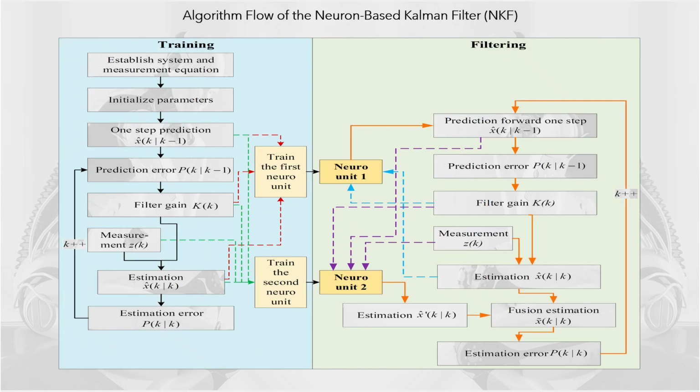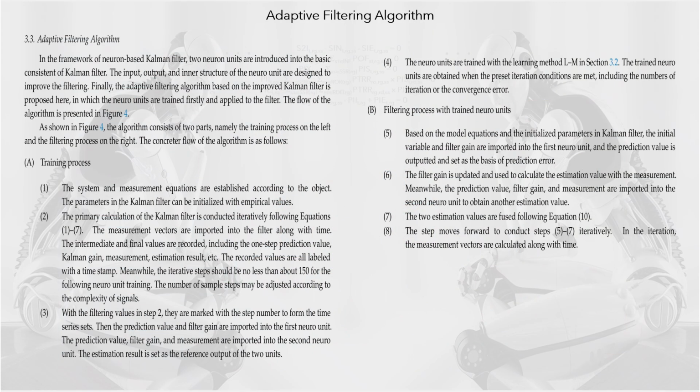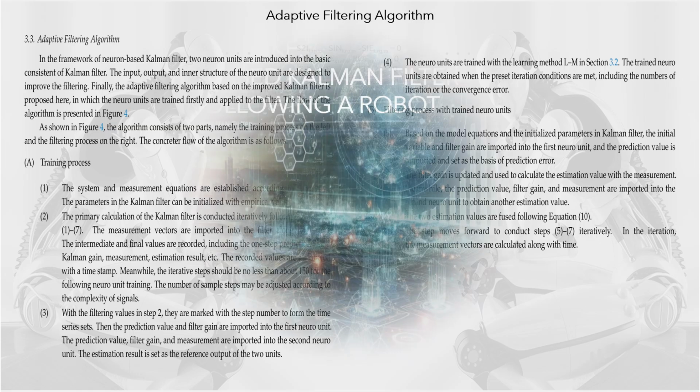The figure shows the algorithm flow of the adaptive NKF. The input, output, and internal structure of neural units are designed to improve filtering. NKF is based on enhanced KF, in which neural units are first trained and then applied to the filter. The algorithm consists of two parts, namely the training process on the left, and the filtering process on the right. The image presents the description of the adaptive filtering algorithm, based on the improved Kalman filter, in which neural units are first trained and then applied to the filter.